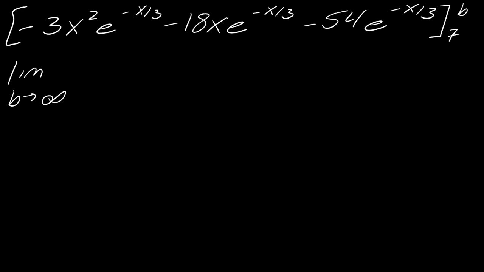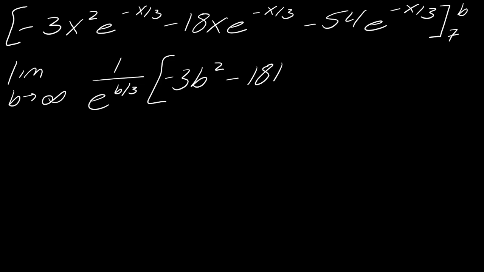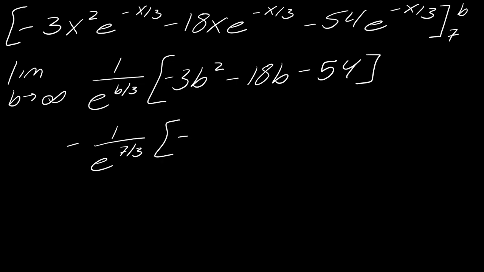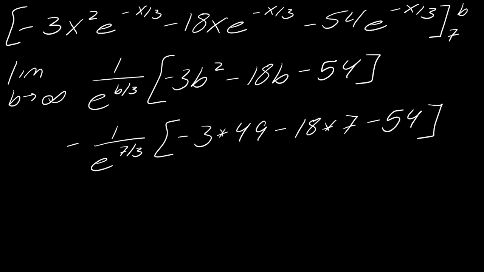Actually, you know what? I can factor out. Let's do it like this. E to the b over 3. I'm going to factor that out of everything. And then this will be negative 3b squared minus 18b minus 54. Okay, so there's one set of things. And then this will be minus 1 over e to the 7 over 3. And then this will be negative 3 times 49 minus 18 times 7 minus 54.